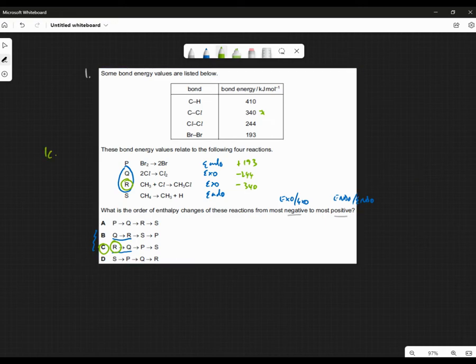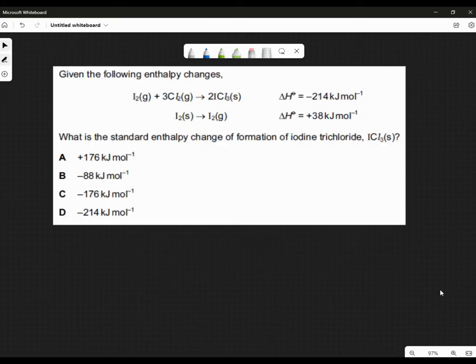Let me pause the video and do number 2. Okay, this is number 2. We've given 2 enthalpy changes and we have to, using those, give the enthalpy change of formation of iodine trifluoride. Okay, so the first thing I want to do is write down the equation for the enthalpy of formation. I want to write the equation for this down.